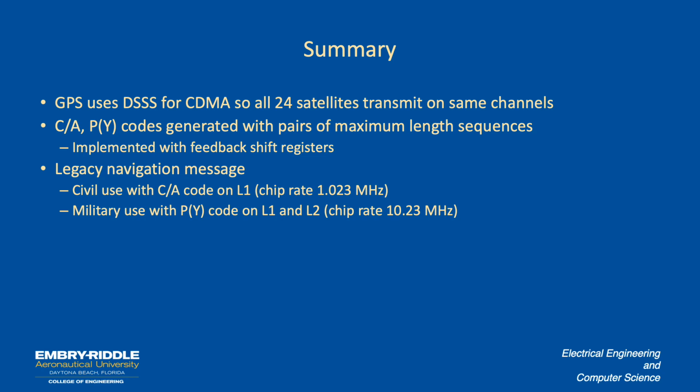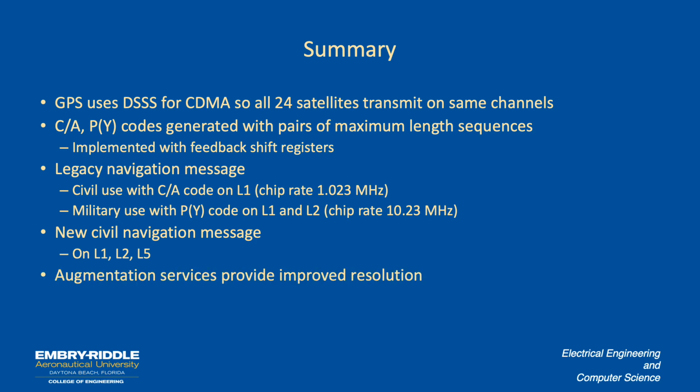The military uses the P(Y) code on L1 and L2. You can see the different chip rates there. So the military has a better temporal resolution immediately just from using the faster chip rate. And then the new CNAV messages are on L1, L2, and L5. Finally, we saw that augmentation services provide improved resolution by using known locations to correct errors. So that's sort of it for satellite navigation. We've got one other area of navigation to finish before we can move on to talking about how we actually get stuff implemented into the system, and that's surveillance and radar.